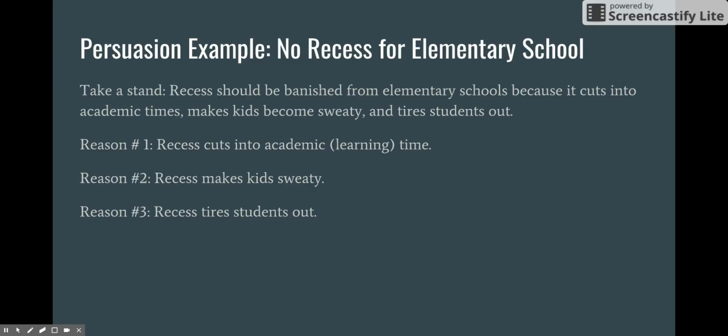So here are my reasons. Reason number 1, recess cuts into academic learning time. Reason number 2, recess makes kids sweaty. And reason number 3, recess tires students out. If you look at my listing sentence up above here, you're going to see that I just plop these reasons right down into reason 1, 2, and 3. If you create a listing sentence in yours with your position, you should be able to guide the rest of your work.